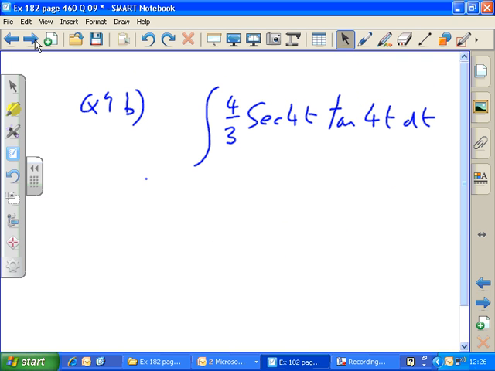Let's look at part B. So similarly, we might have got some solution to look like this, which is a standard integral. So we look at our table of standard integrals, and notice this one looks like number 7, sec ax tan ax equals 1 over a sec ax. So this equals 4/3 sec 4t over 4 plus c. And we can see here that the 4's cancel top and bottom, so we're left with 1/3 of sec 4t plus c.